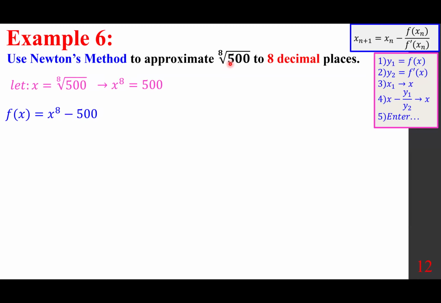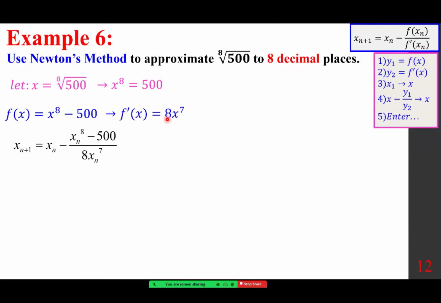Then we need f prime, which makes it 8 x to the power of 7. And we're going to write x sub n plus 1 is x sub n minus f of x sub n, which is this function, x to the power of 8 minus 500, over f prime, which is this function, 8x to the power of 7. Now, where do we begin? You may know that the 8th root of 256 is 2, the 8th root of 6561 is 3. So even if you did not know the answer, you would guesstimate that it's probably close to one of those numbers.